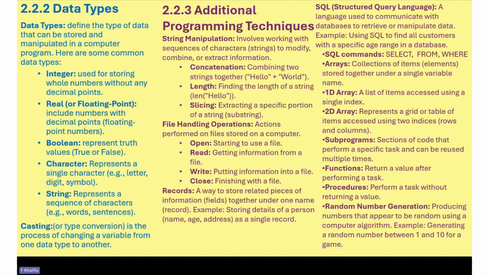We've got records, which is a way to store related pieces of information, fields, together under one name, which is a record. And they're often used in databases. Storing details of a person, name, age, address as a single record. The more people you have, the more records you'd have because each individual would have their own record within that database.